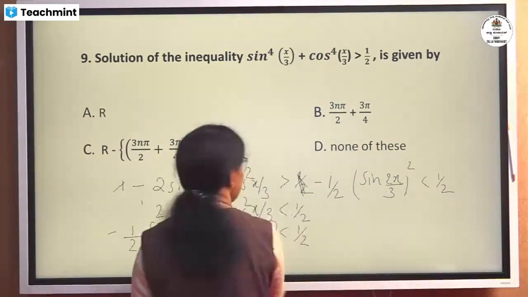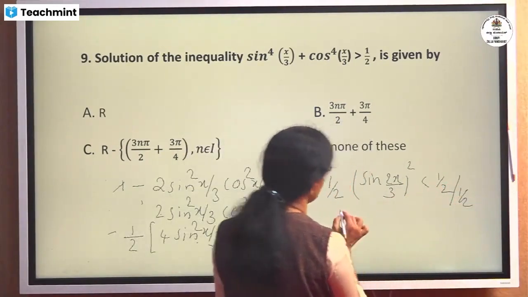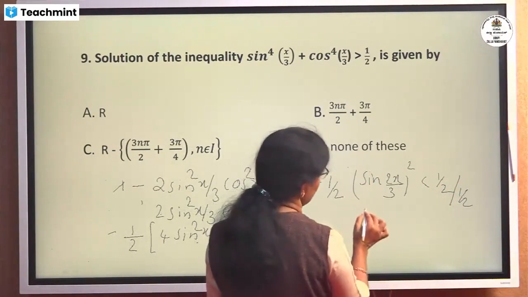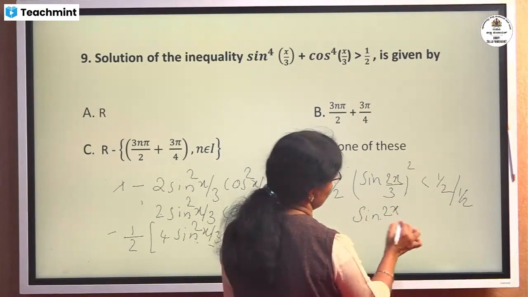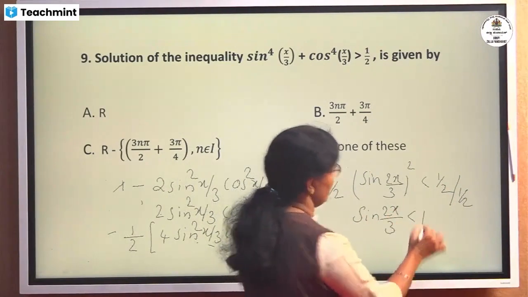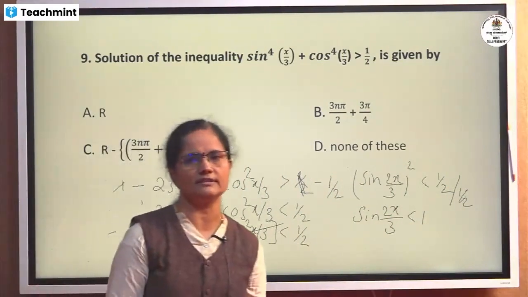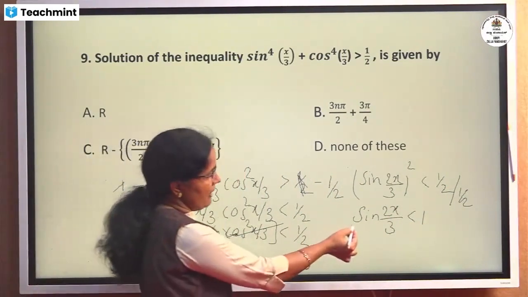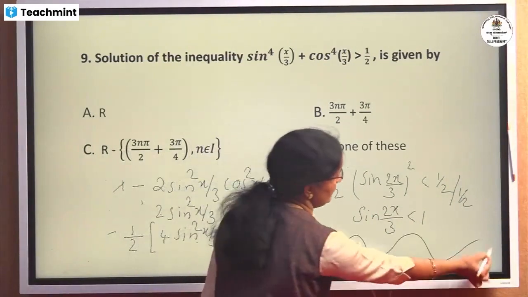Lesser than half divided by half, that is equal to lesser than 1. So this expression, therefore, sin 2x divided by 3 is lesser than 1. That is the condition: sin 2x divided by 3 is lesser than 1. You know that the value of sin x always goes between +1 and -1.